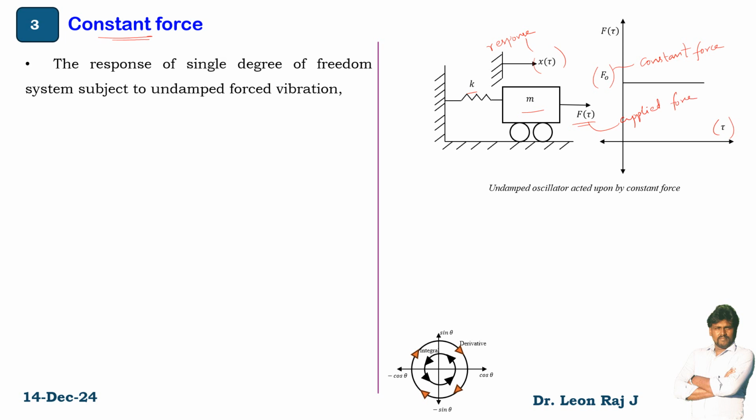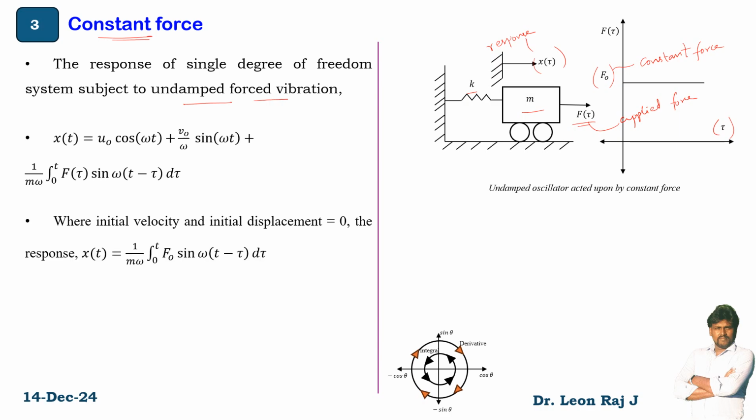So the response of a single degree of freedom system subjected to undamped forced vibration is x of t equals u0 cos omega t plus v0 by omega sin omega t plus 1 by m omega integral from 0 to t of f of tau sin omega (t minus tau) d tau. When the initial velocity and initial displacement are equal to 0, these two parts equal 0, and your response x of t equals 1 by m omega integral from 0 to t of f of tau sin omega (t minus tau) d tau.